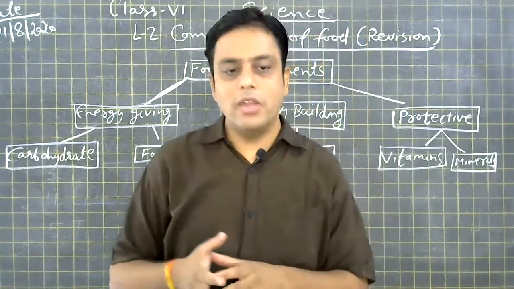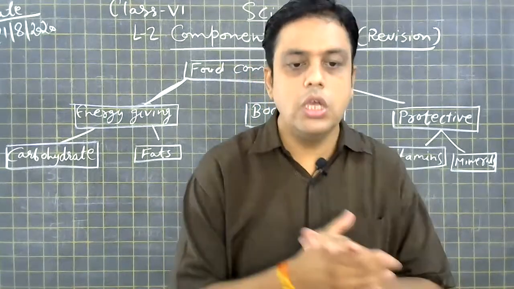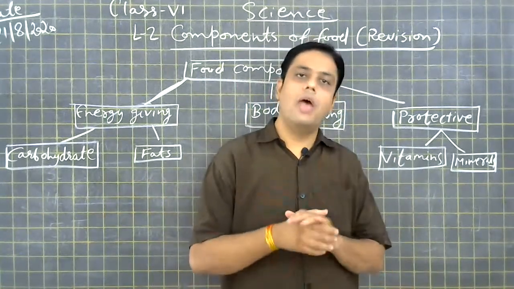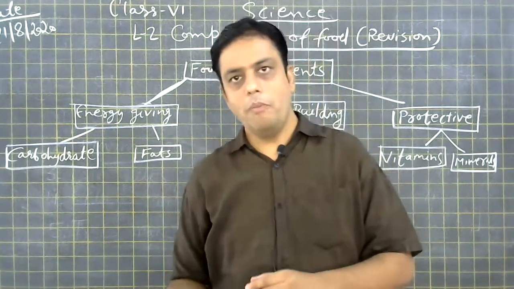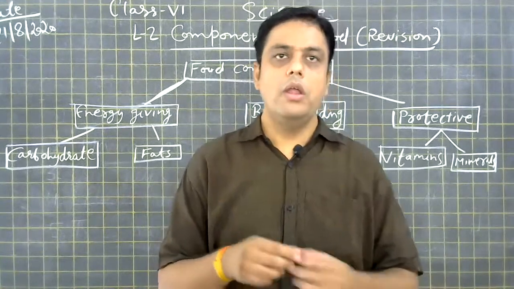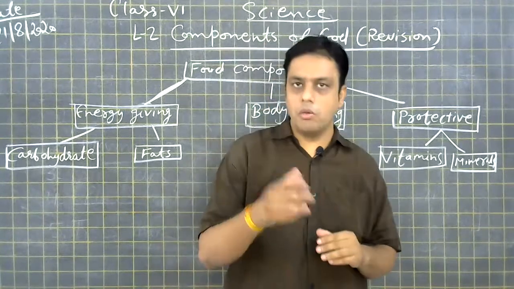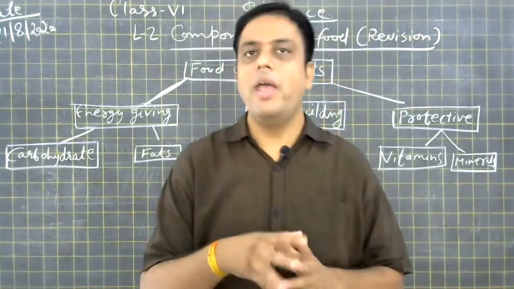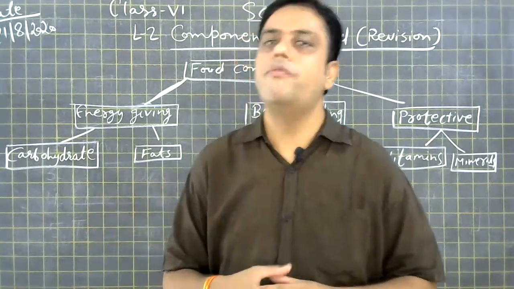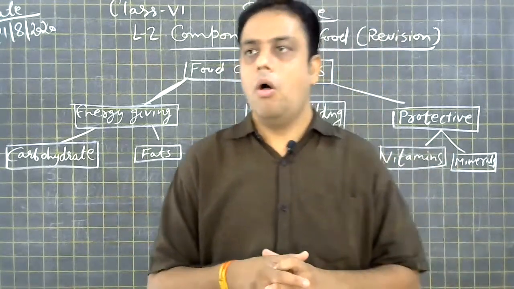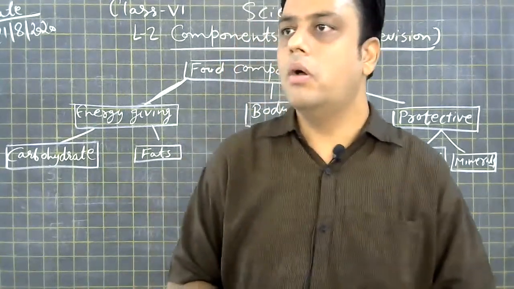So mostly all the leafy vegetables have vitamins. Fruits, milk, eggs, cheese, all these things have vitamins. In some things one vitamin is more, in other things another vitamin is more. For example, orange and lemon, these types of fruits are a rich source of vitamin C. All the sour things are rich sources of vitamin C.